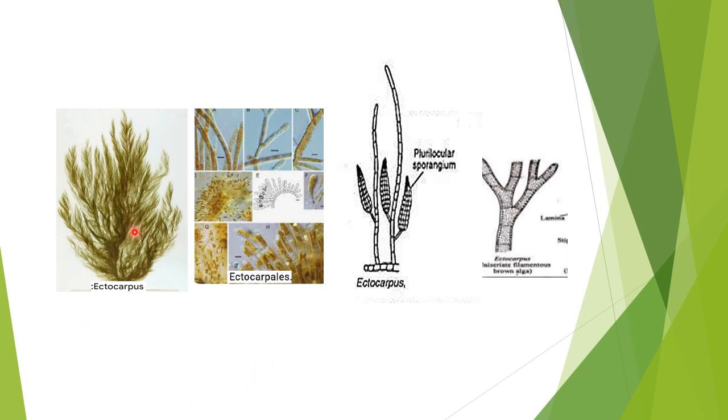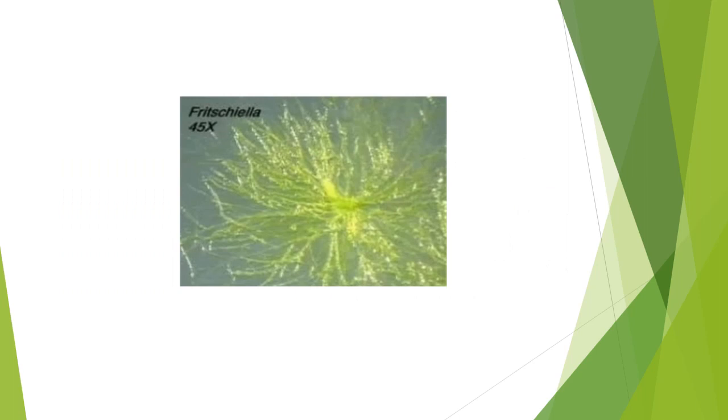So Ectocarpus is this, it has a prostrate system, and from that comes the erect system. It is this erect system which then bears the sporangium, which is meant for the reproduction of this alga. This is the prostrate system, this is the erect system, and this is how Ectocarpus appears. It is a brown alga. Similarly, this is the prostrate system and the erect system in the case of Fritschiella, which was discovered by Iyengar also.